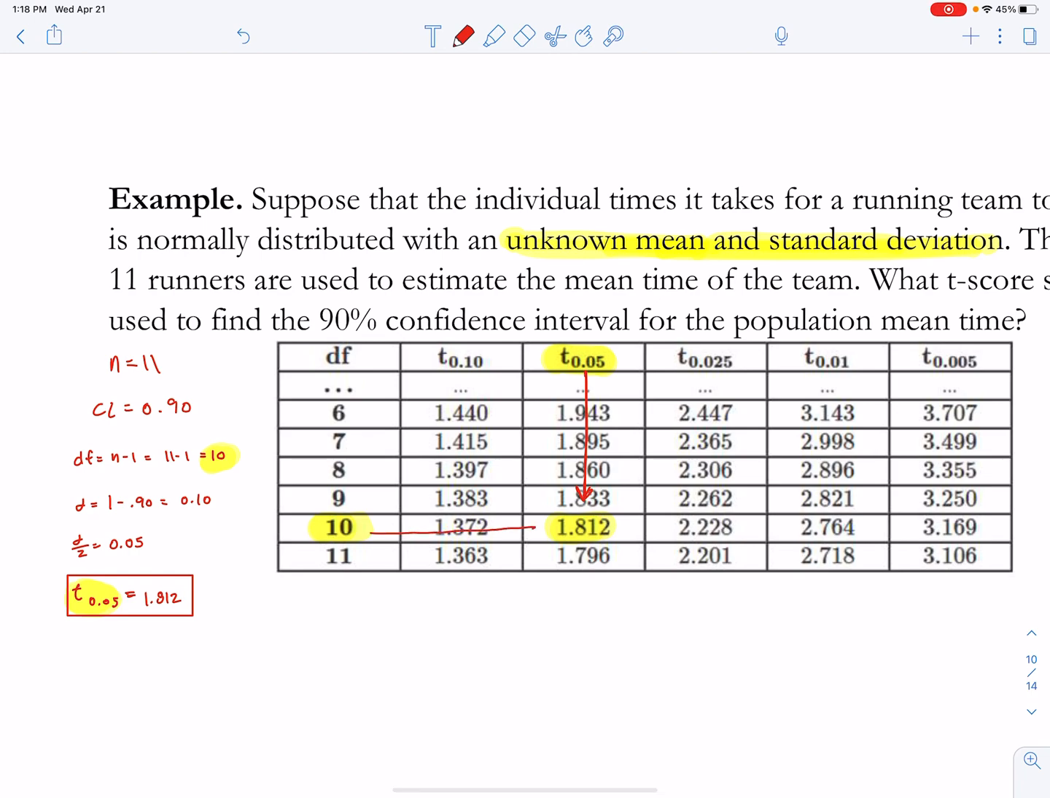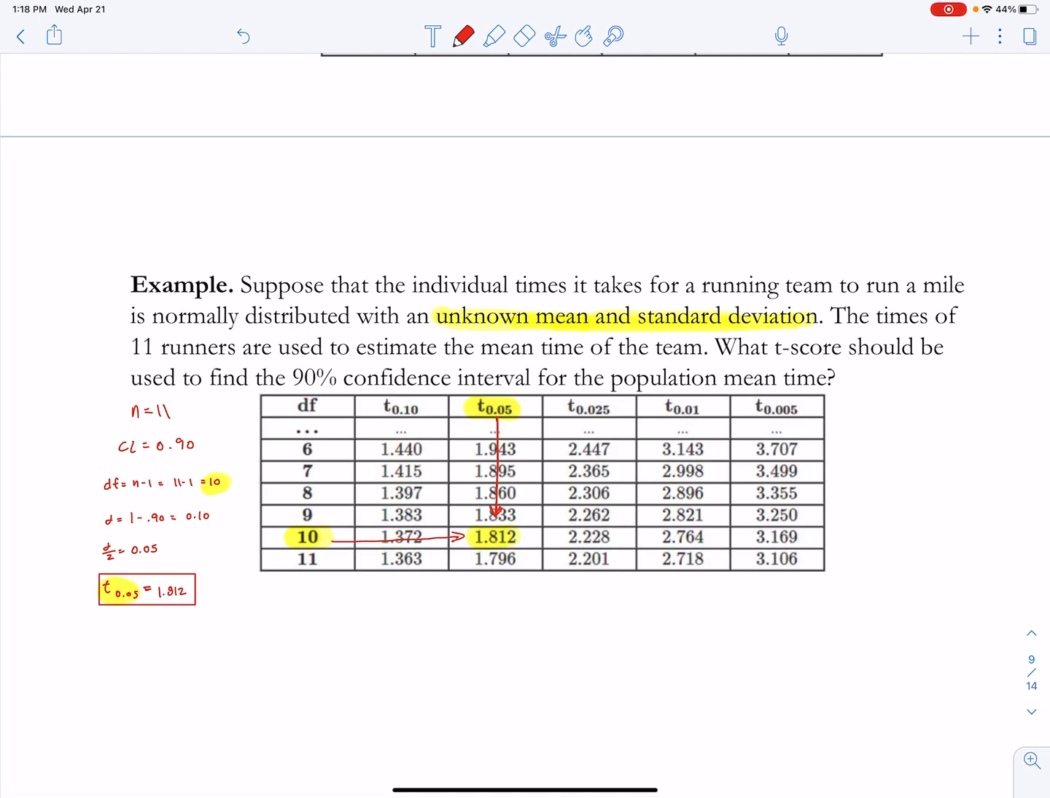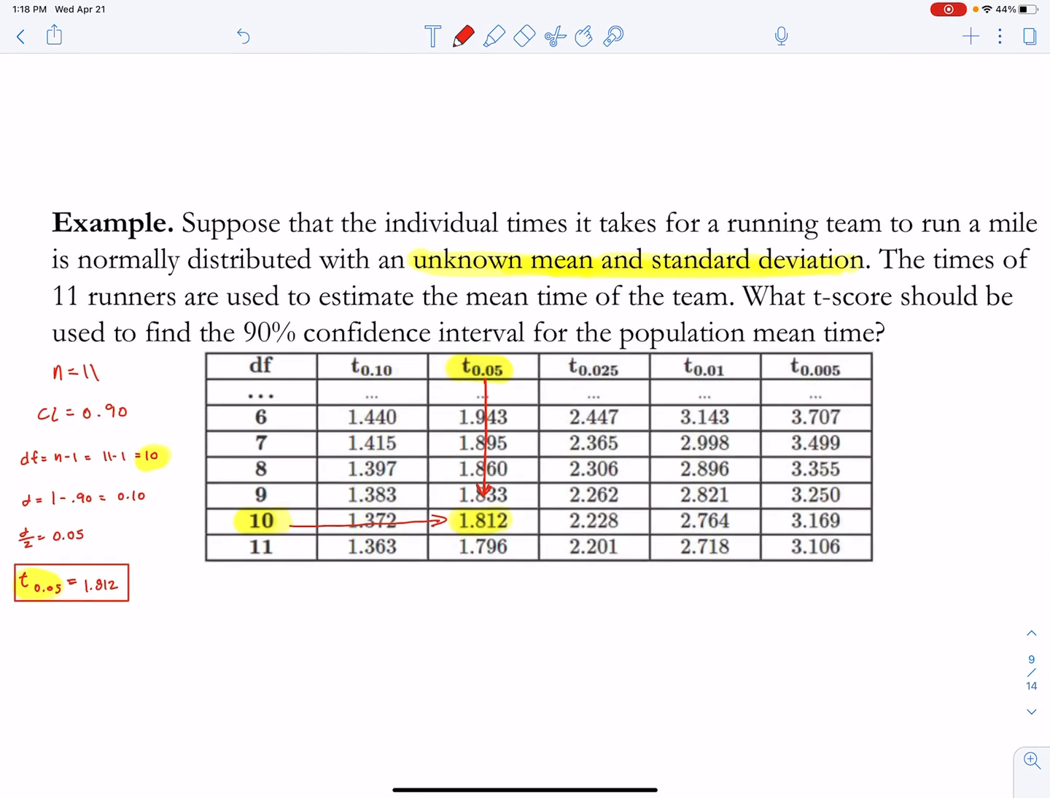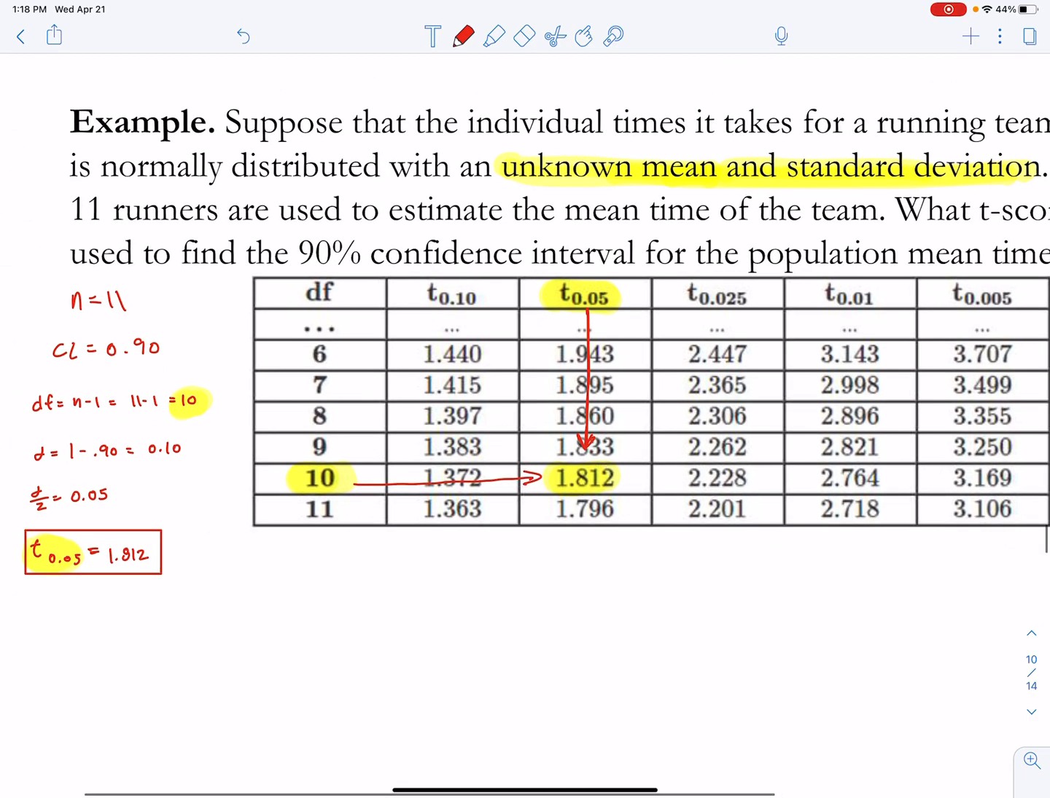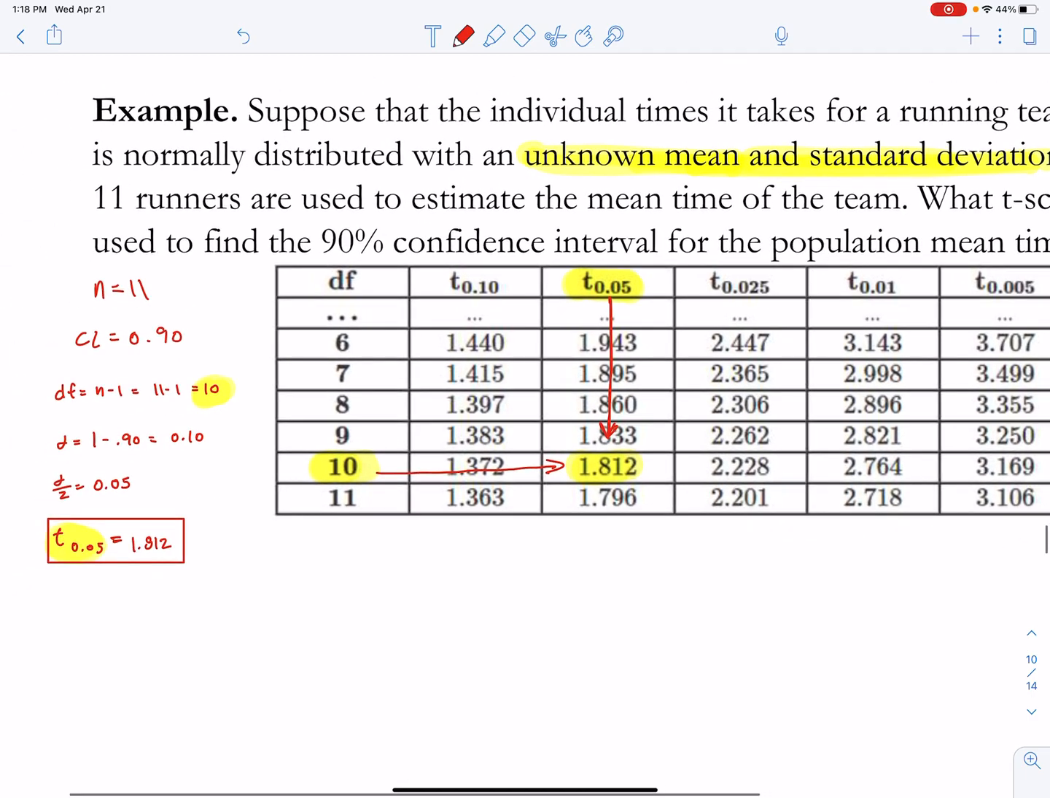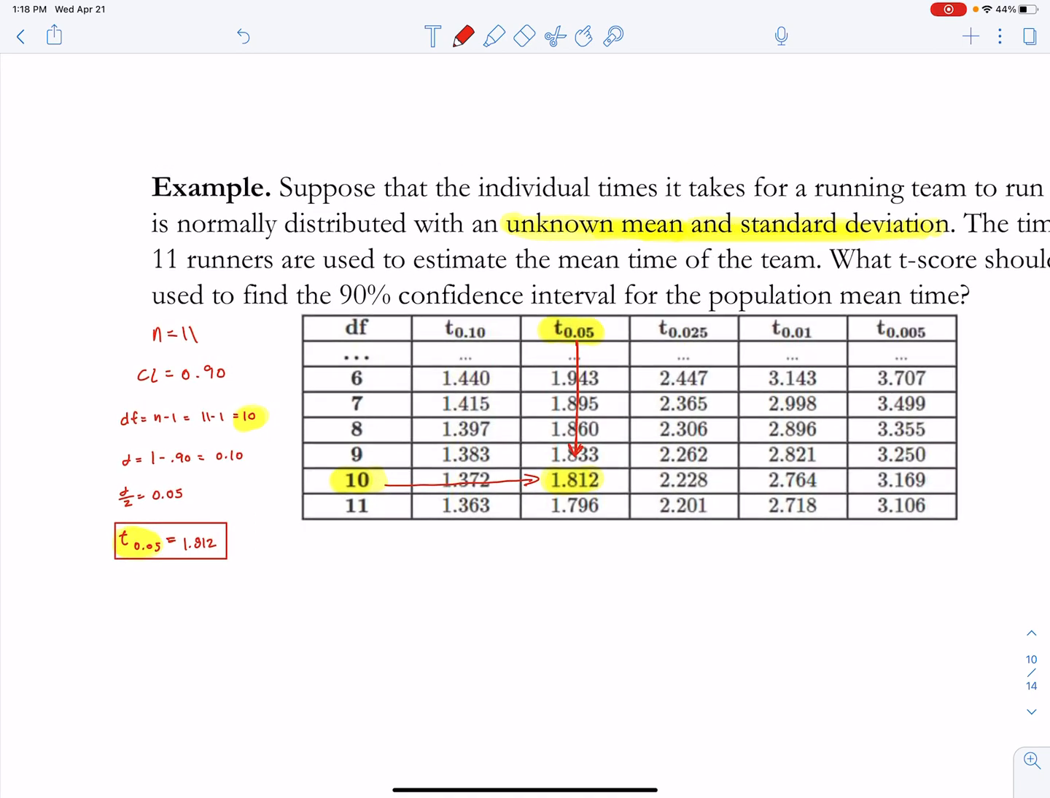And there you have it. So what t-score should be used to find a 90% confidence interval for the population mean time is 1.812. So that's how you do that. Very similar to z-score, except utilizing different information as well as different equations to, again, find your t-score.